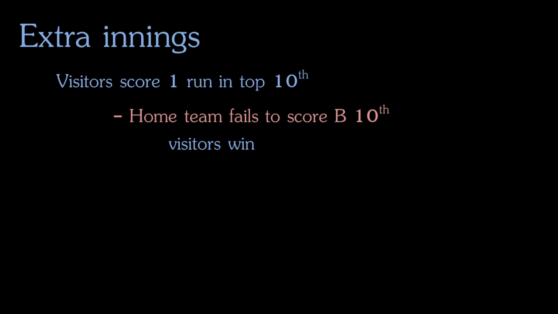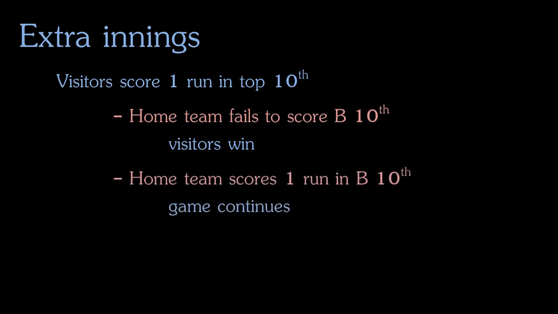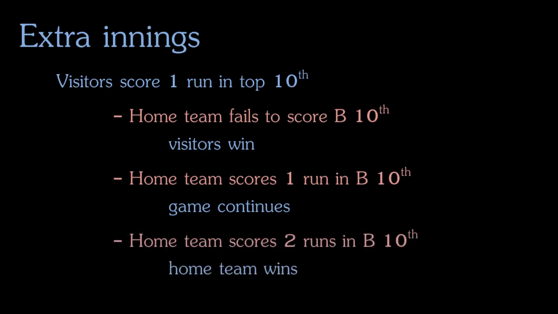If the home team scores 1 run to tie it up in the bottom of the 10th, then the game would again be tied, and they would continue for as many innings as they needed until the game was no longer tied. Now, if the home team is able to score 2 runs in the bottom of the 10th, that would put them in the lead, and they would have won the game. They don't even have to keep playing until there are 3 outs.